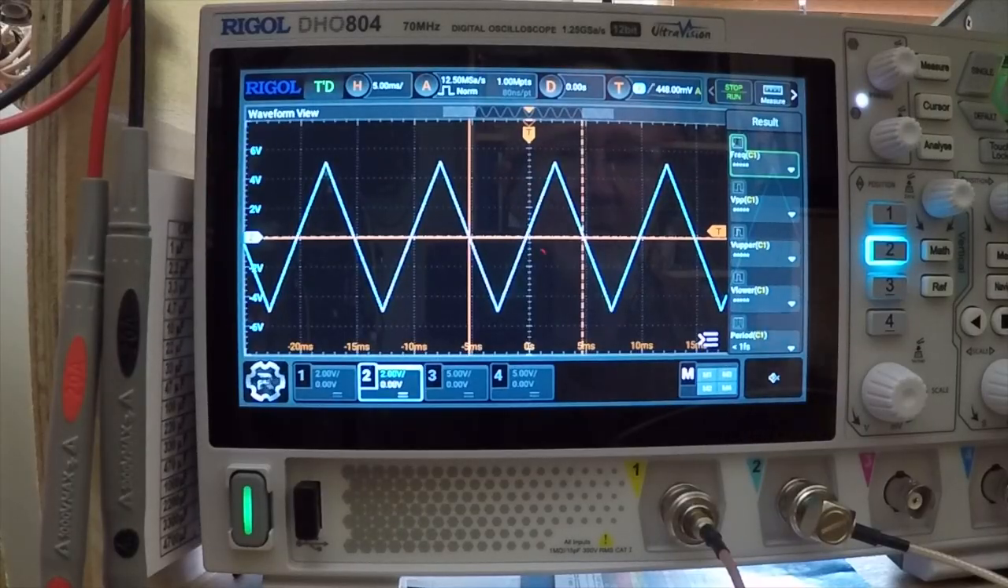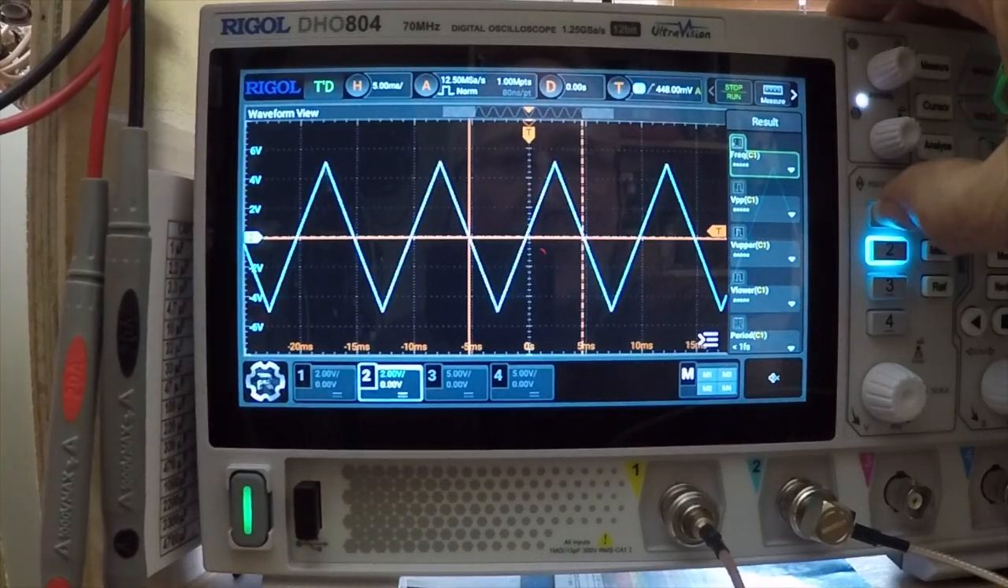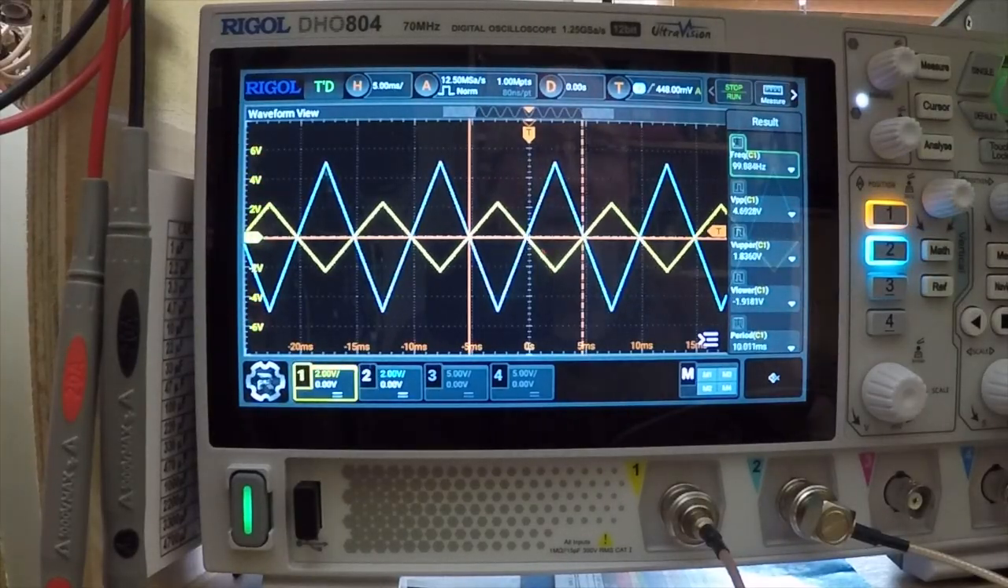So let's have a look now at the output, and it's in on the yellow trace there, and we can see that we are attenuating it to just over a half, so that's fine. That's a peak-to-peak voltage of about 4.7 volts. So that's grand.